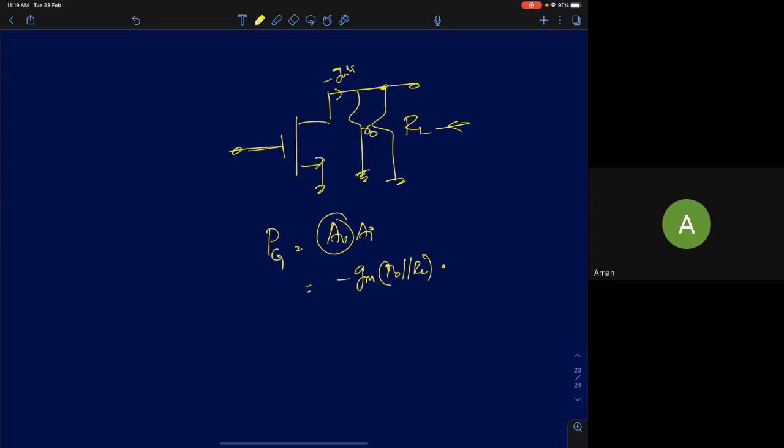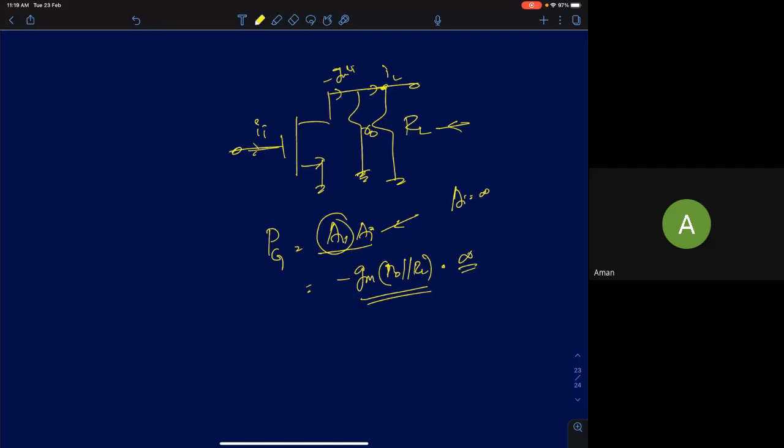And what is the current gain? Let Ii be the input current, and Iout be the current flowing through the load. What will be the current gain? Infinity, right? Current gain will be infinity. So your current gain is infinity. So the common source amplifier is the only amplifier which will give you both current and voltage gain. It will amplify both. So the power gain will be really very high.